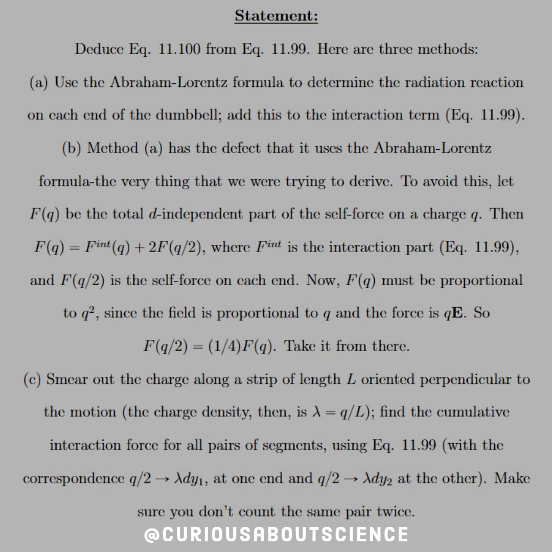All right, part B. Method A has the defect that it uses the Larmor formula, the very thing that we are trying to derive. To avoid this, let F of Q be the total d-independent part of the self-force on charge Q. Then F of Q is equal to F_int, the interaction, plus 2F of Q divided by 2, where F_int is the interaction part in 99, and F of Q divided by 2 is the self-force on each end.